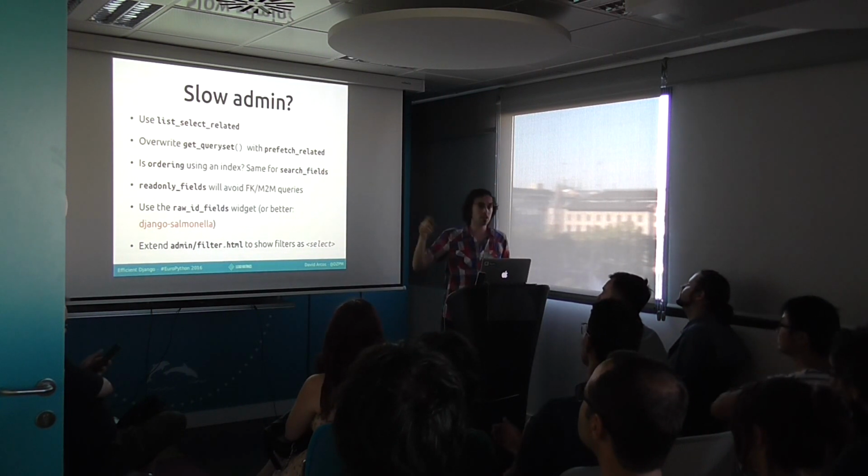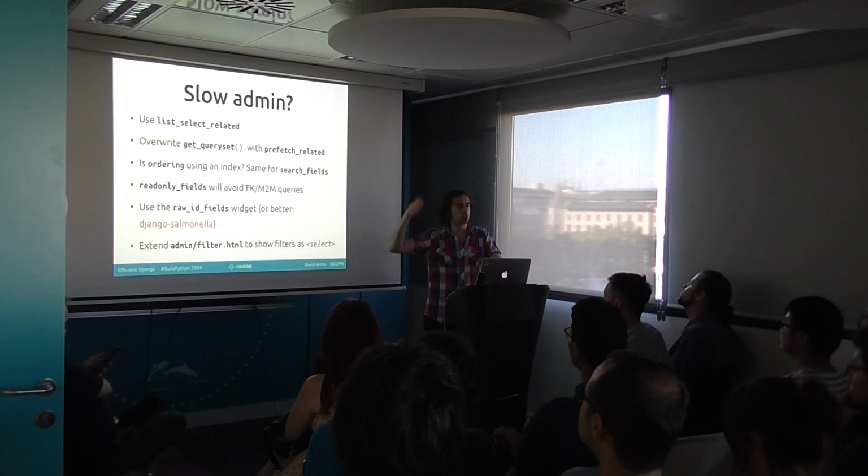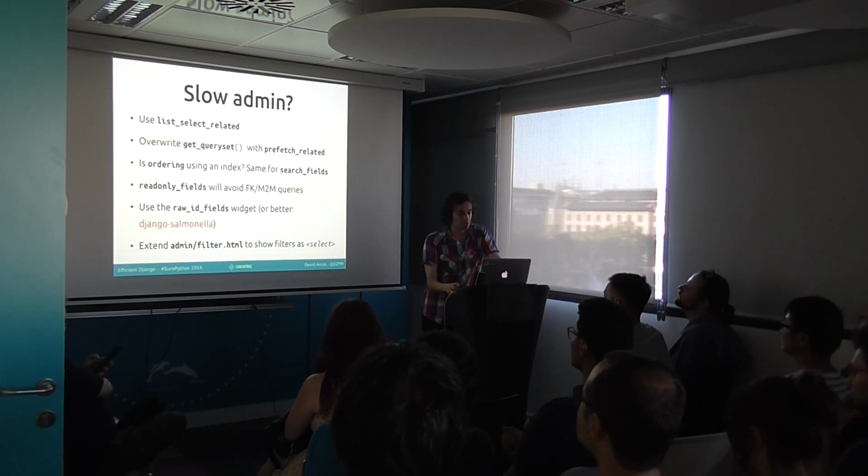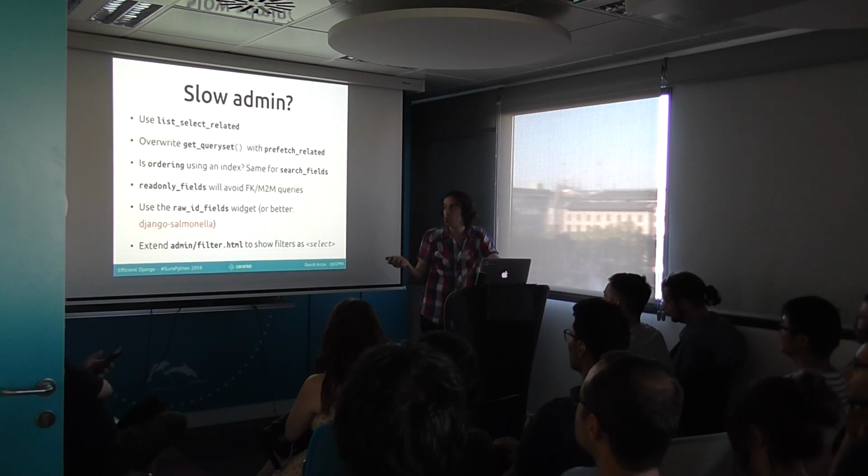For example, if you select a related object, which is ID 1, 2, 3, 4, the raw ID field would show you 1, 2, 3, 4. Okay, what's this? I don't know. But the Django Salmonella would show you the name of that related object, which is much more usable. So if you don't want to remember the IDs of all your millions of objects, use Salmonella.